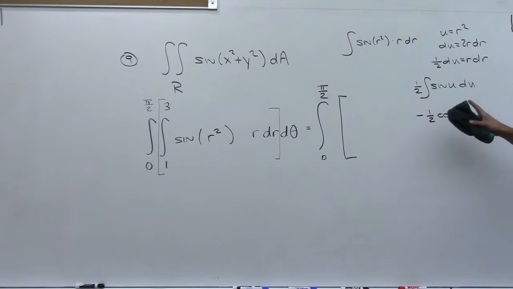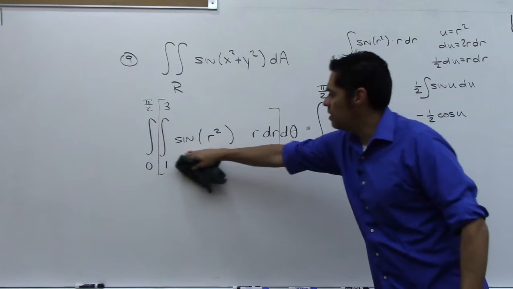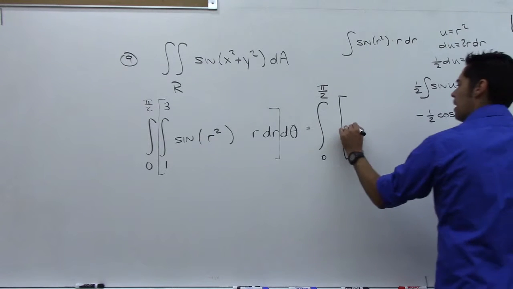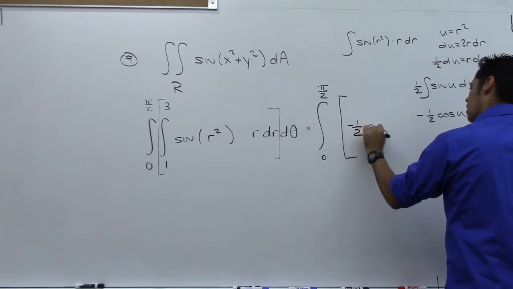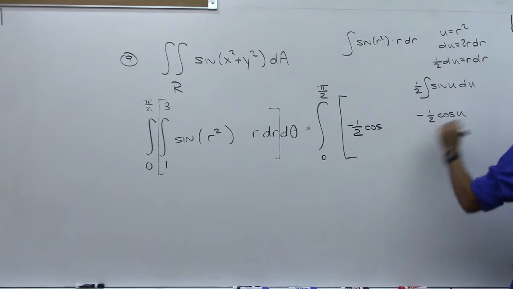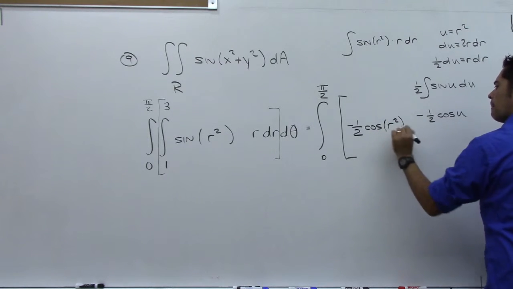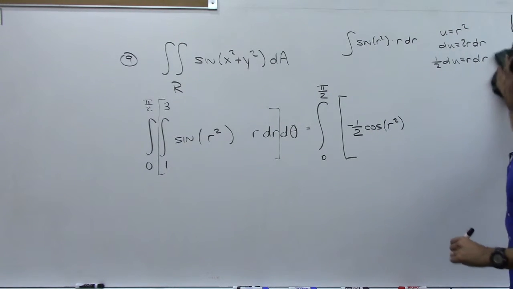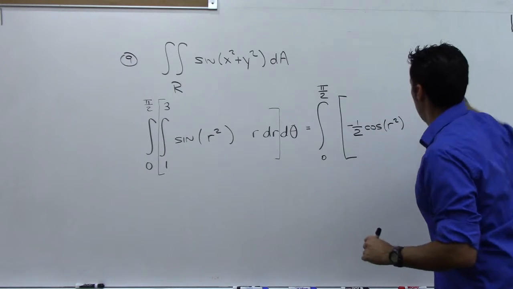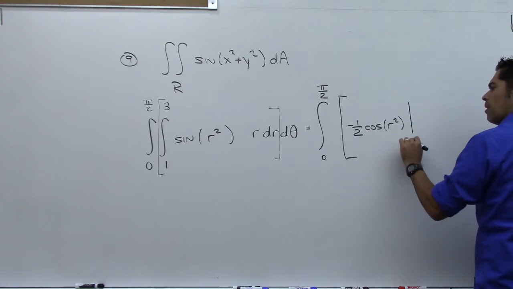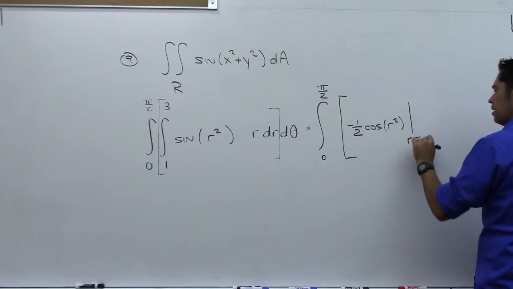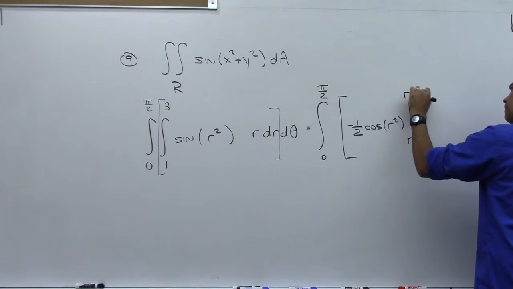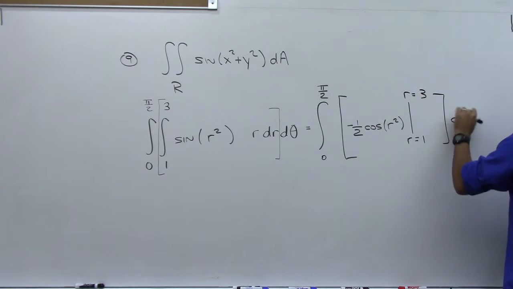Okay, so I know that the antiderivative of this in here is going to become negative 1/2 cosine of u, but u is r squared. And now I'm evaluating this from r equals, let's get this right, 1 to 3, d theta.